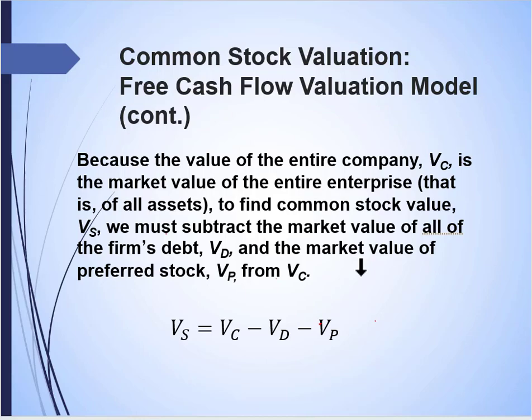Because it's the entire value of the company, once we know the value, we can then subtract out the parts of the company. So the value of the company has 3 parts. There's stock, there's debt, there's preferred stock. So if you take the value of the corporation, you subtract out the market value of debt and the market value of preferred stock, that should leave us with the value of the equity of the company.